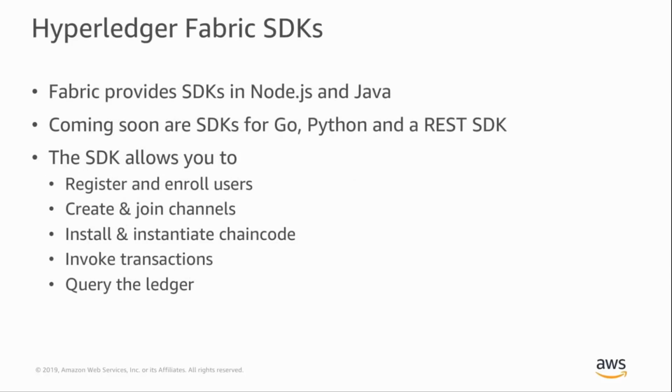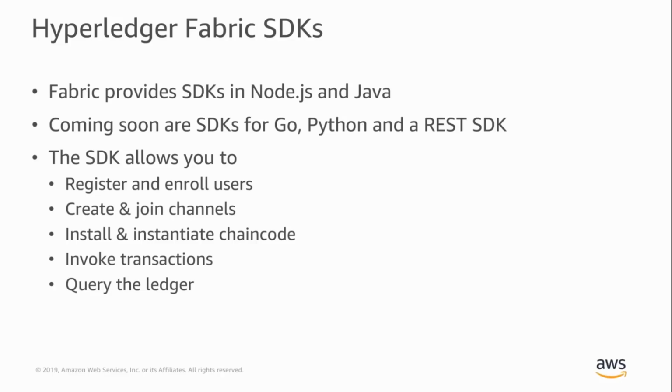All right, Hyperledger Fabric provides SDKs in Node.js and Java. SDKs are software development kits that you can use to interact with a Hyperledger Fabric network. So as you can see so far, I've been interacting with the Hyperledger Fabric network through the command line. I enrolled a user with the network. I have installed some Chaincode. I've instantiated Chaincode. I've invoked transactions. And all of that I've done via the command line.